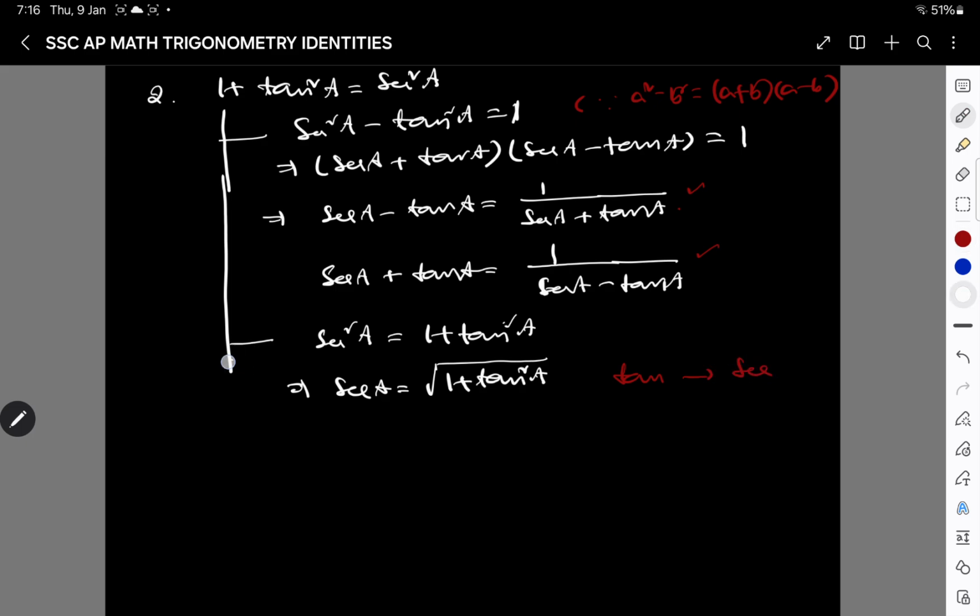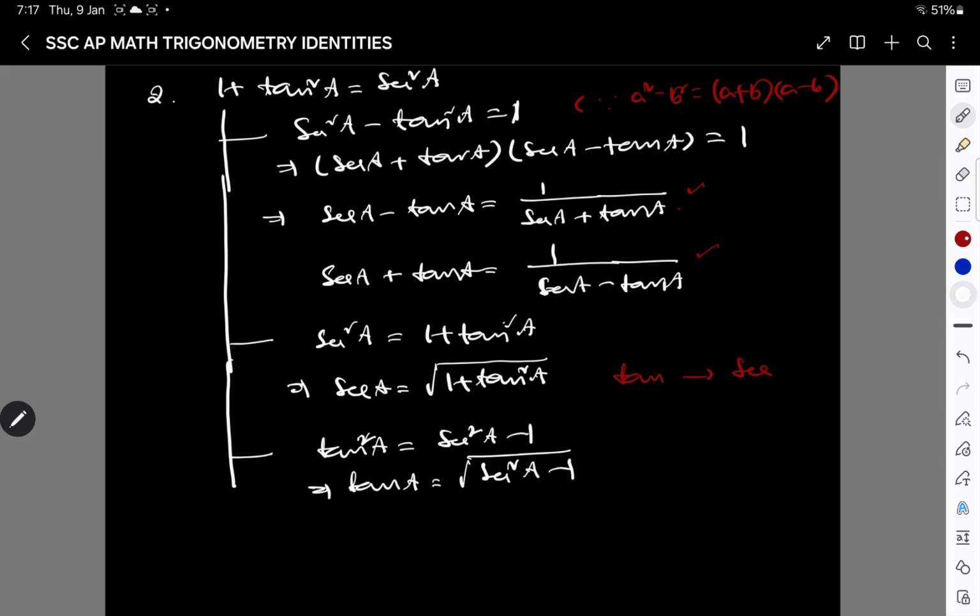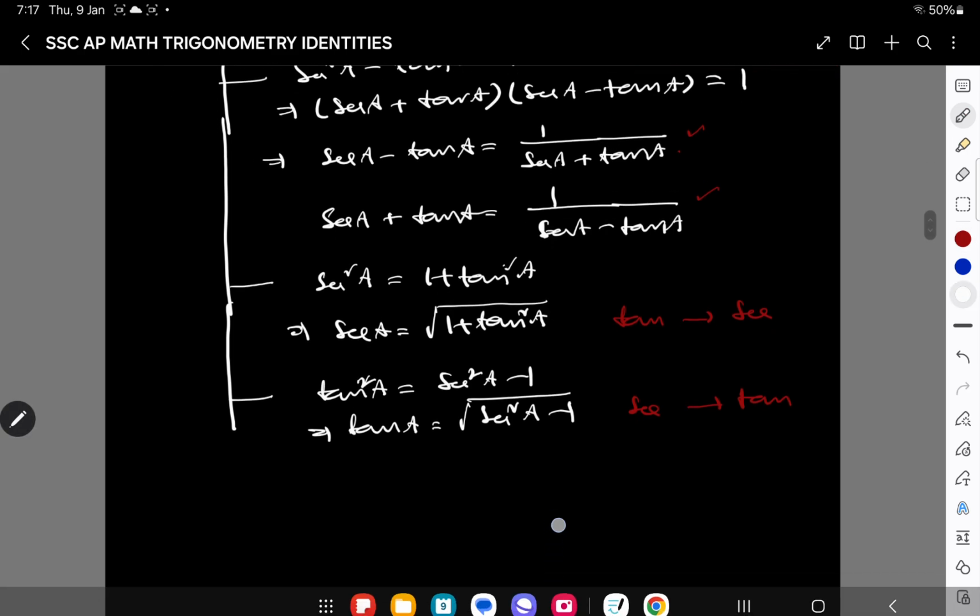The third one is, you have tan square A is equal to secant square A minus 1, which implies tan A is equal to square root of secant square A minus 1. That is, given secant, you can find tan. These are the applications of the second identity.